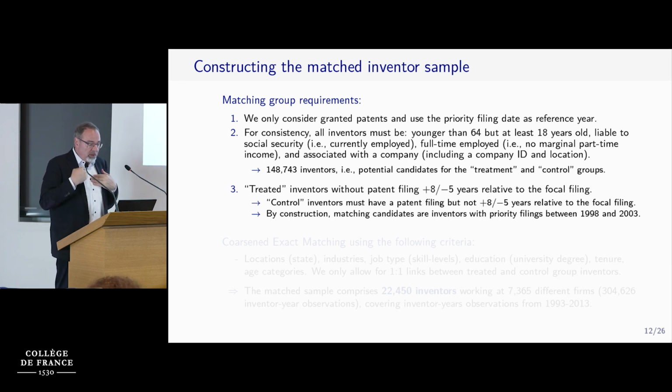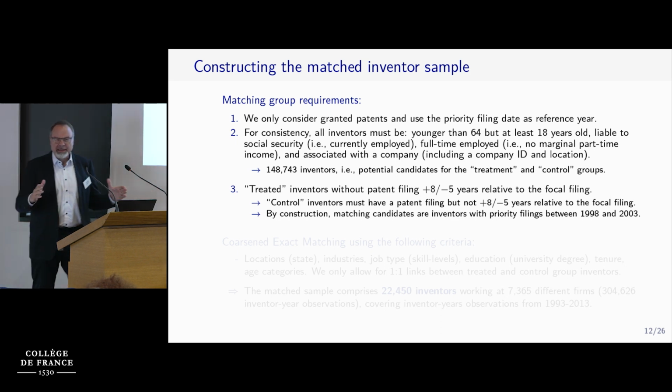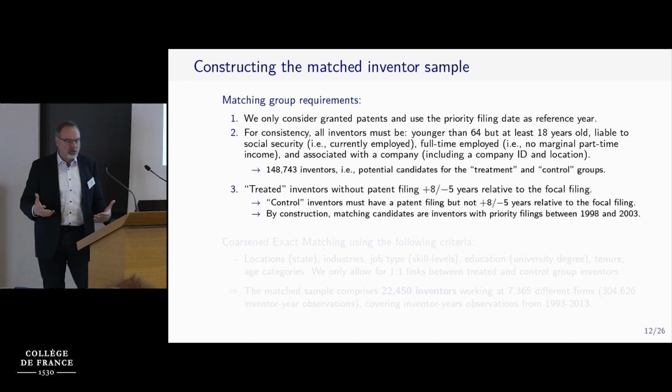We have treated inventors who have no patent filing 8 years earlier, after 8 years, 5 years relative to the focal filing. And then we have control inventors who, in that particular time window, do not have a patent, but are inventors, okay? So that's an unusual way of constructing a control group.